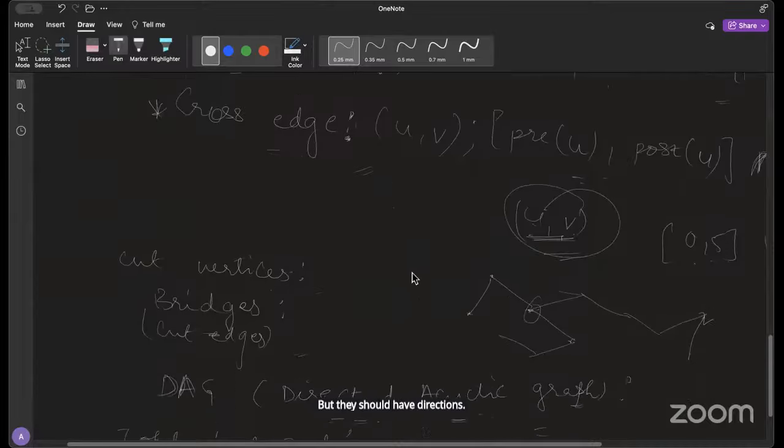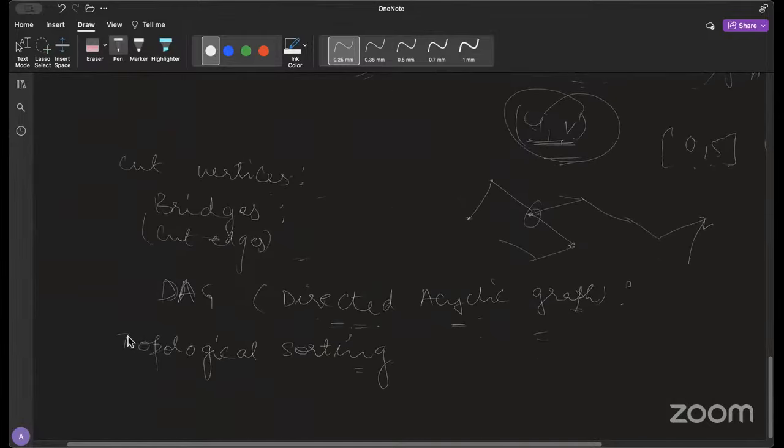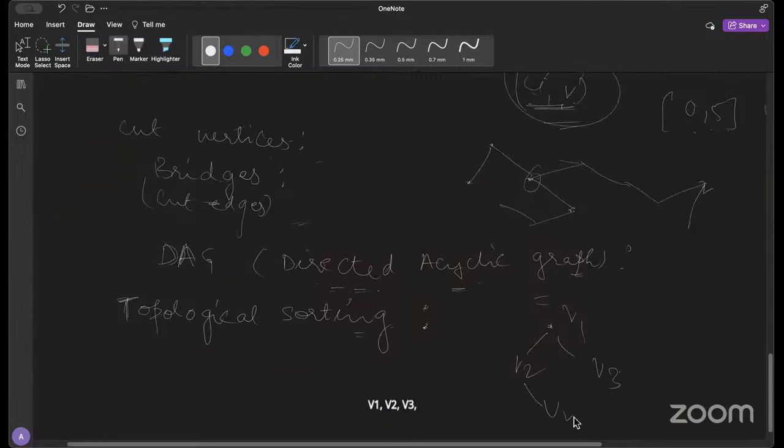Okay, ma'am. In topological sorting, what you do is identify the dependencies. Let's say you have a graph V1, V2, V3, V4.